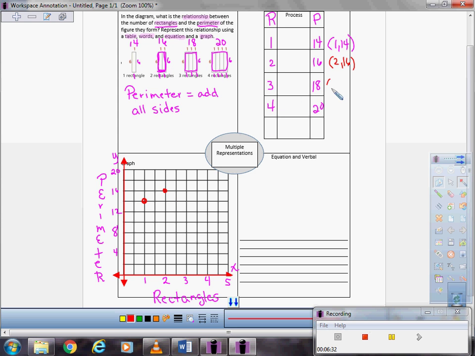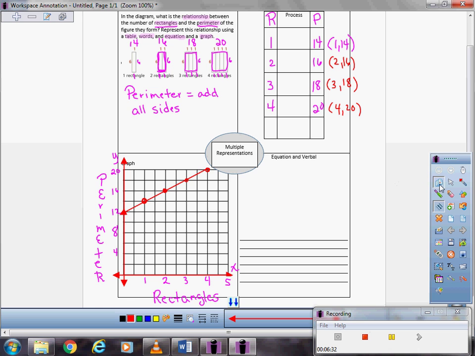3, 18, this is another point that we can use. So go to the right 3, go up 18. And then the last point is 4, 20. And so again, go to the right 4, go up 20. So if you notice, these points are creating a linear function. If you connect them with a straight line, using the ruler, you can see that it does make a straight line. And so we call that a linear function.